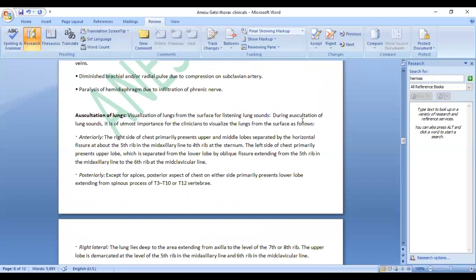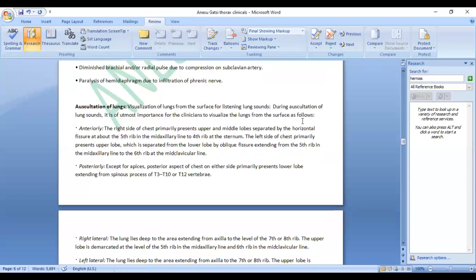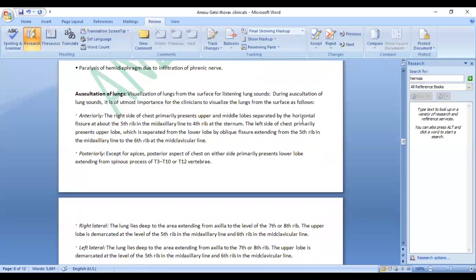Then auscultation of the lungs is for listening to lung sounds. It's most important to visualize the lungs from the surfaces, right? That is the anterior surface, the posterior surface, then the lateral surfaces, the right lateral and the left lateral. Anteriorly, the right side of the chest primarily presents upper and middle lobes. Remember, the right lung will have three lobes. Then on the left side, you have the superior lobe. Then posteriorly, the posterior aspect of the chest on either side primarily presents the lower lobe, extending from the spinous processes of T3 to T10.